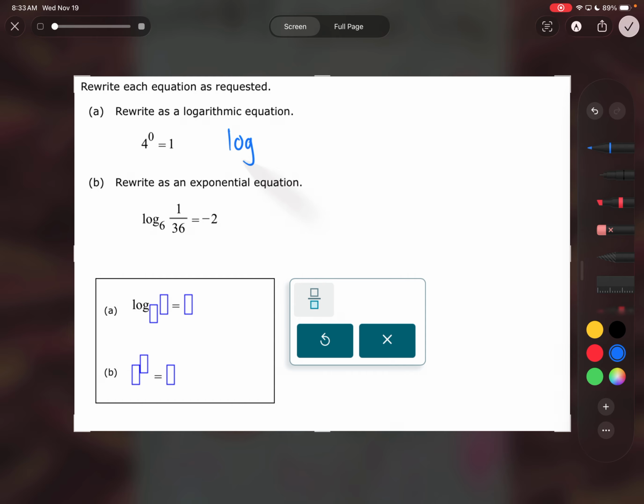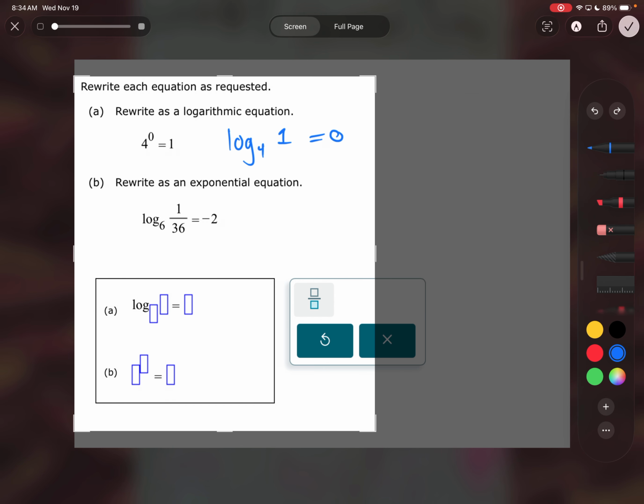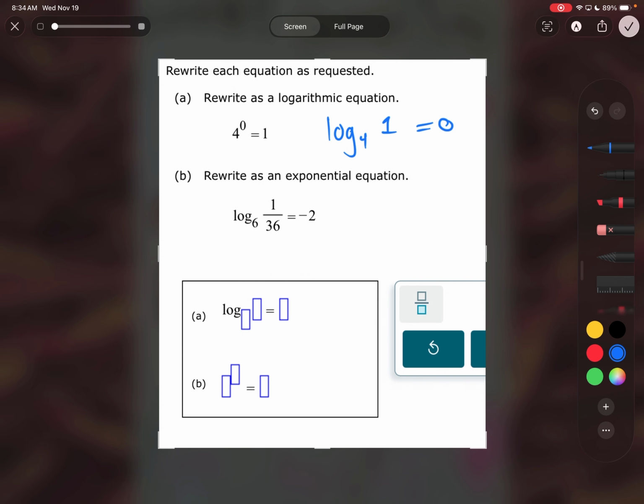For B, this is saying 4 to what power is 1 over 64. So put an x here if you need to: 4 to the x is 1 over 64. Well, 4 cubed is 64, and then how do I get it to be underneath? Negative 3, right? 4 to the negative 3, you make it positive, would be 1 over 4 cubed, which is 1 over 64.